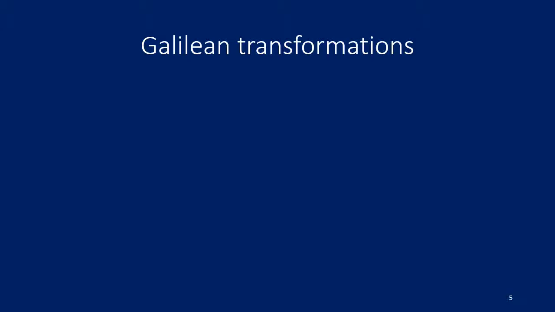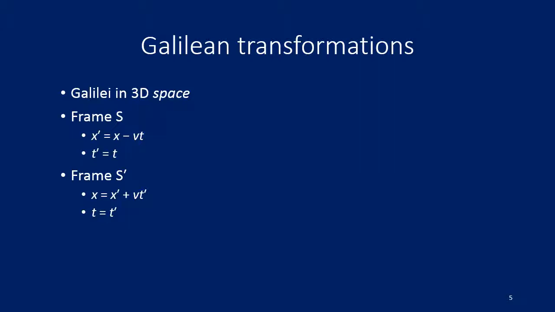So these are the Galilean transformations then. Galilei in 3D space. In frame S, we have that x prime equals x minus v, the velocity, times t, the time. And t prime equals t because time is considered absolute. And in frame S prime, x equals x prime plus vt prime. So that's in the opposite direction. And t equals t prime again. Space is relative and time is an absolute scalar.